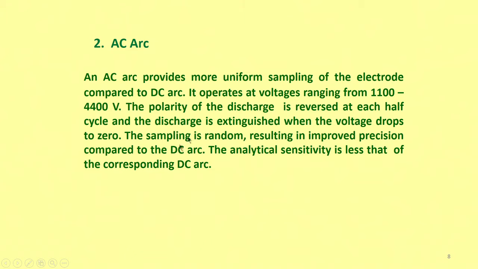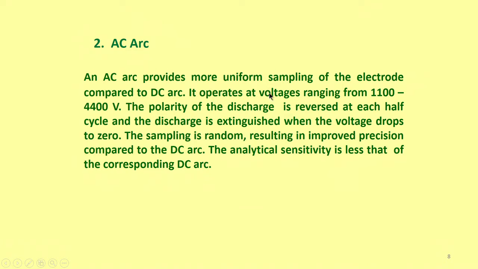Next, we have discussed the AC arc. This is where I had stopped in my last class. An AC arc provides more uniform sampling of the electrode compared to the DC arc. Why?